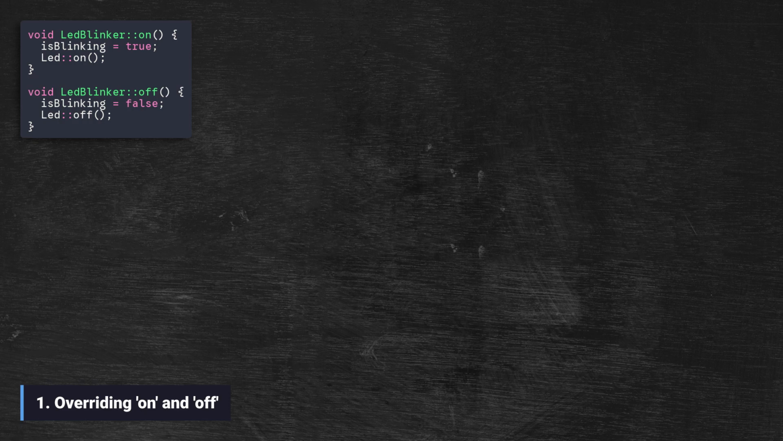When we call on, we want the LED to start blinking. So, we set isBlinking to true and then call the parent on method from the LED class to physically turn the light on. Conversely, off sets isBlinking to false and calls the parent off method.